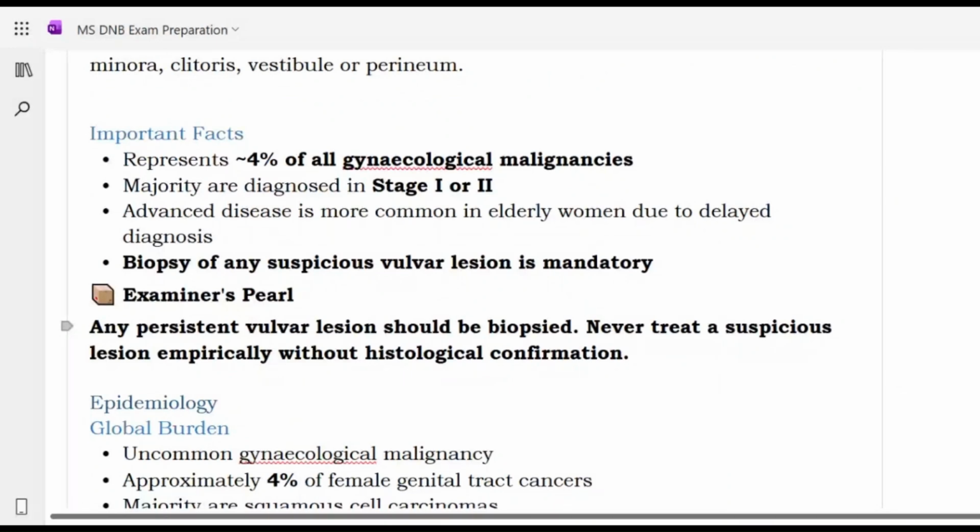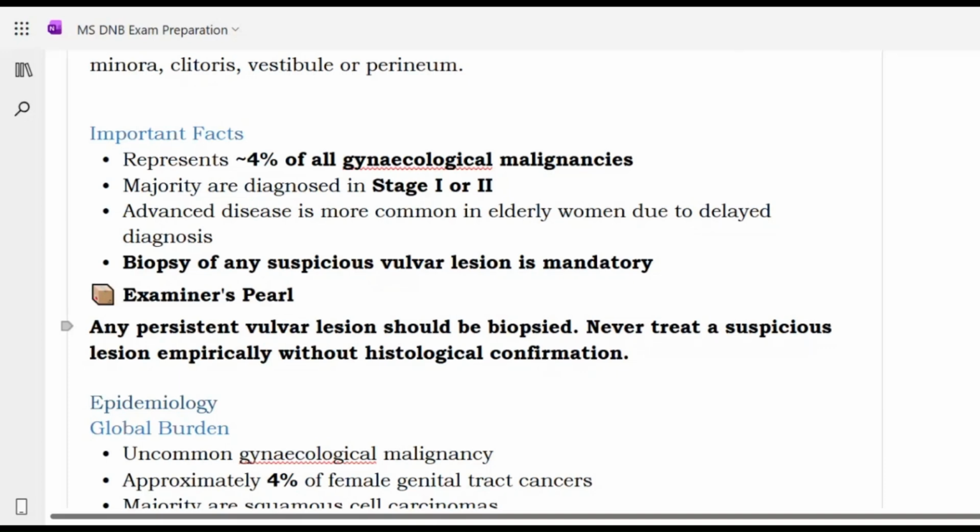Okay, so there are certain important facts about this vulval malignancy. It represents 4% of all gynecological malignancy. Majority are diagnosed early in stage 1 or 2. Advanced disease is more common in elderly patients above 70 years of age due to the delayed diagnosis. Biopsy of any suspicious lesion is mandatory. So that is why when you get any lesion on the vulva, you have to do the biopsy.